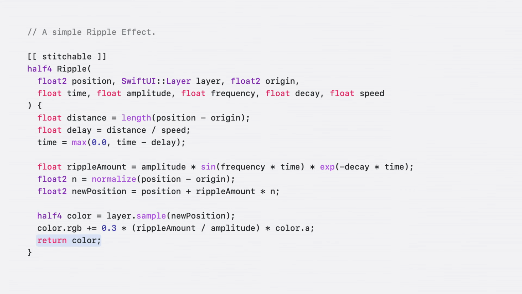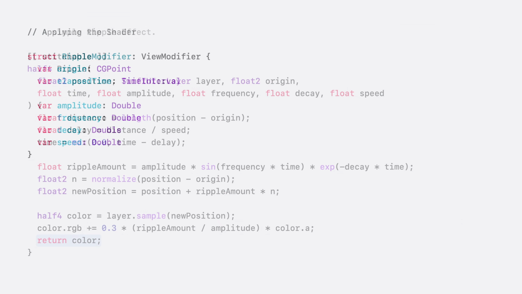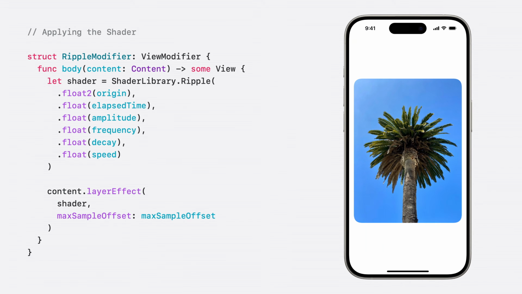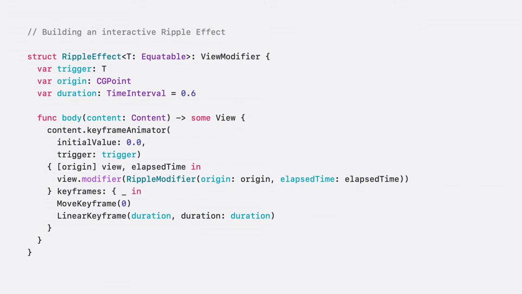Next, I need to call this shader function from SwiftUI. To do that, I created this view modifier called Ripple modifier that exposes all the parameters of the shader function to SwiftUI. In its body content method, it instantiates the shader and applies it to its content. Because shaders have no concept of time, we also need to drive the animation from SwiftUI. Here's how I do that.